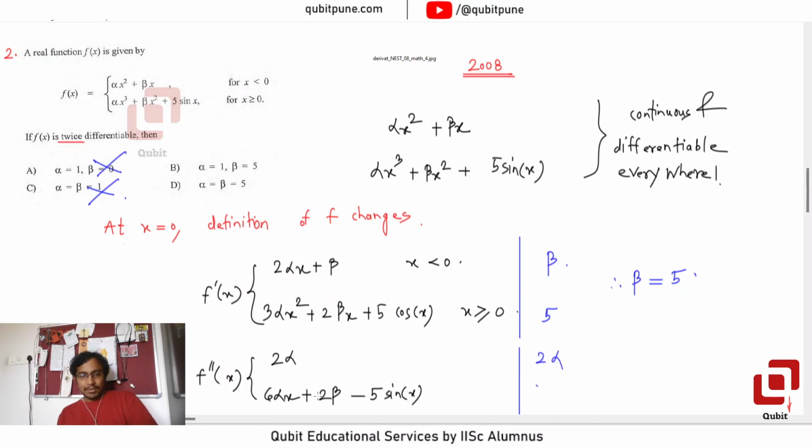and here what are we going to get? Here we are going to get 2 beta, and because it is twice differentiable, what should we must have now? We must have 2 alpha equal to 2 beta, which implies alpha to be 5. So the correct option is D. Alpha and beta both are equal to 5. Is it clear?